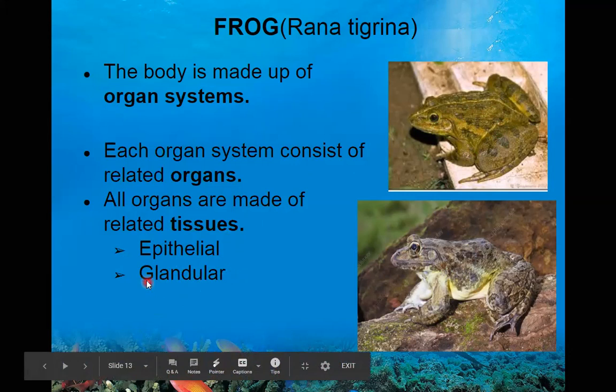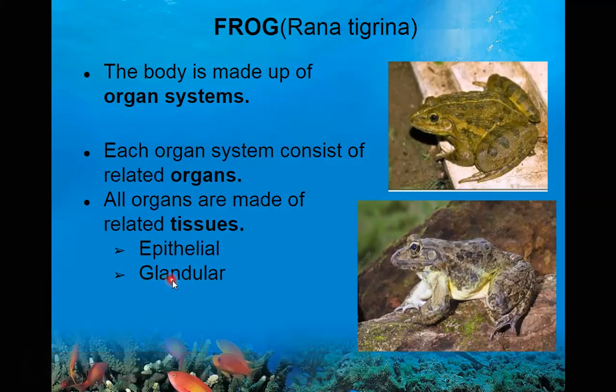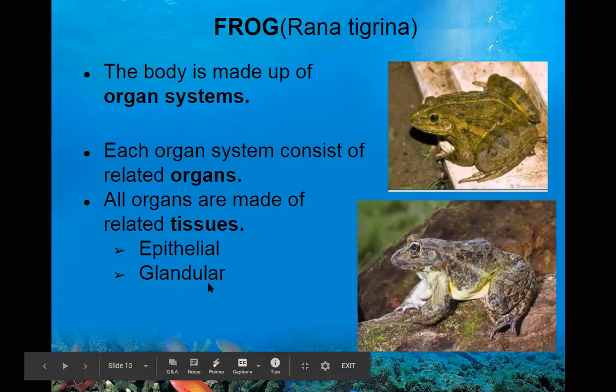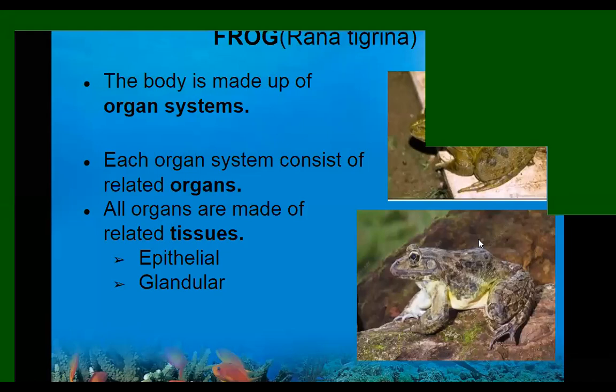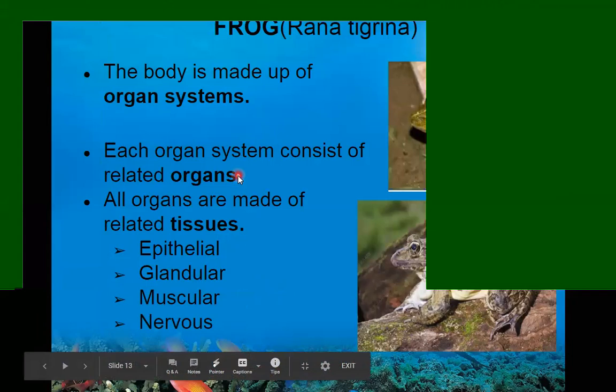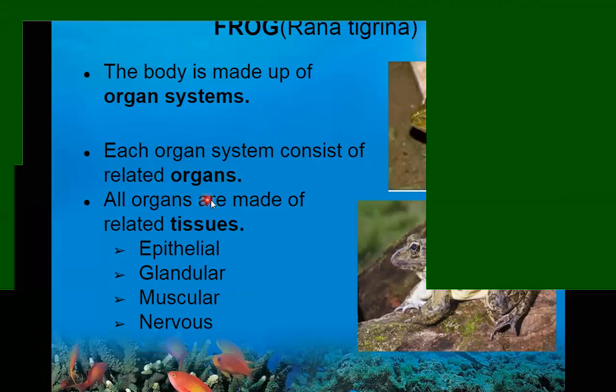Then we have the glandular tissues. The glandular tissues basically are responsible for secreting different kinds of secretions of the organisms. Different kinds of secretions are produced which help in the process of digestion. Then we have muscular tissues and the nervous tissues, which will be part of the different organs and the organ systems. So these are the four types of tissues which form the organs, and the different organs will then organize themselves into organ systems.